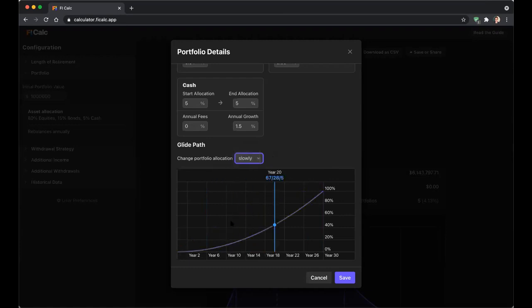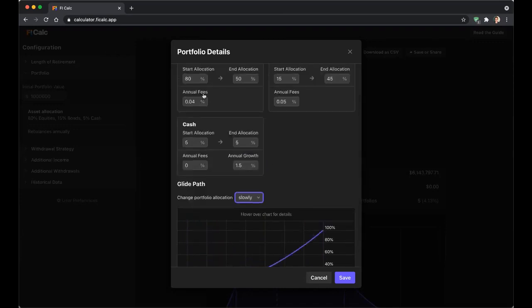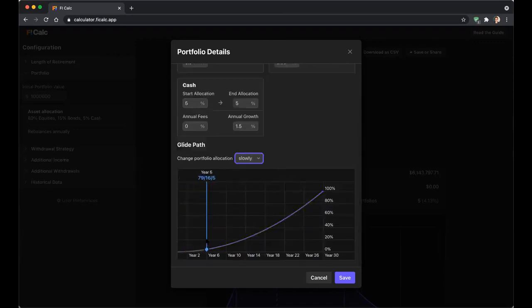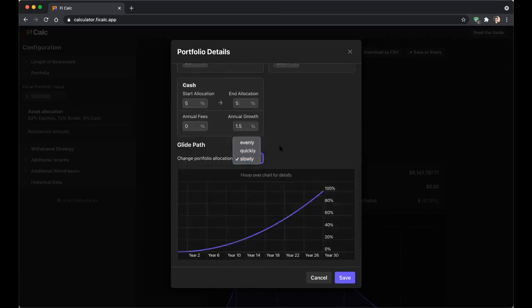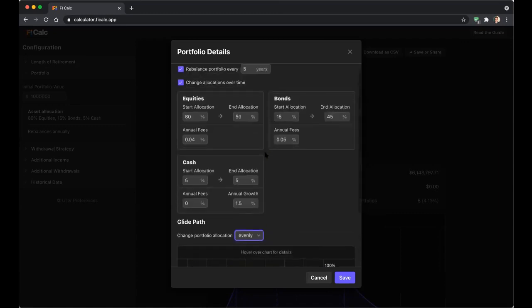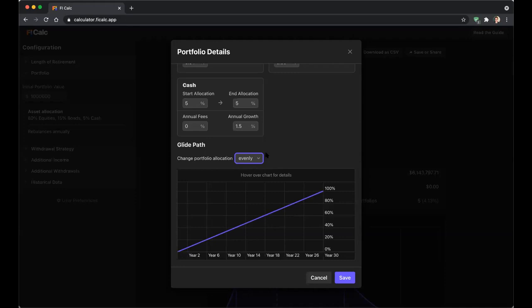So in this situation, you'd be hanging around 80% stocks, 15% bonds for quite a bit longer. And then toward the end, it would speed up and get you to that 50%. So just a few different options to configure how you might want your glide path to look, and you can see the results that might have on the results.